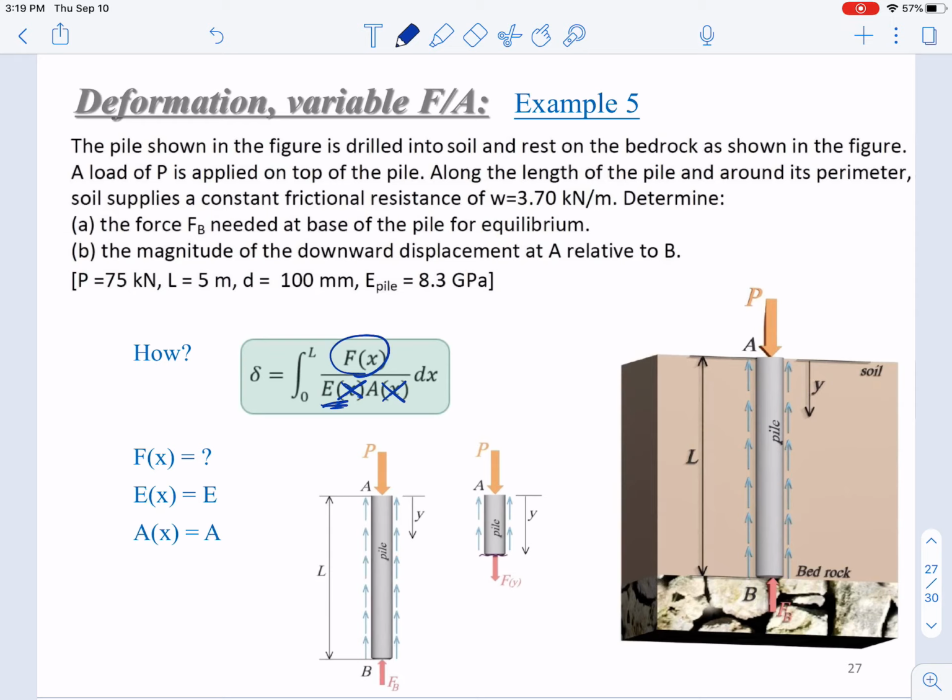Okay, so again, this is vertical system. We'll need to use y, right? So delta equals integral 0 to L Fy over EA dy. So this is the equation we will use. Here the E is a constant, A is constant. We just need to determine Fy.